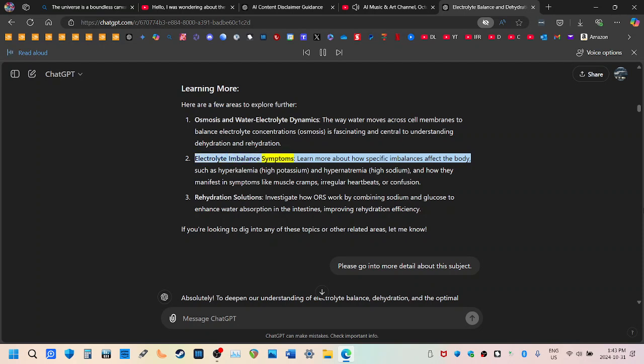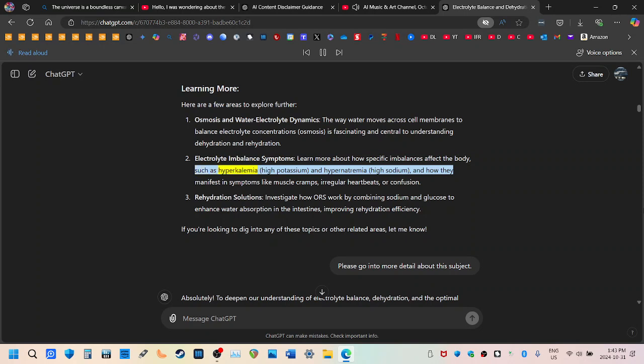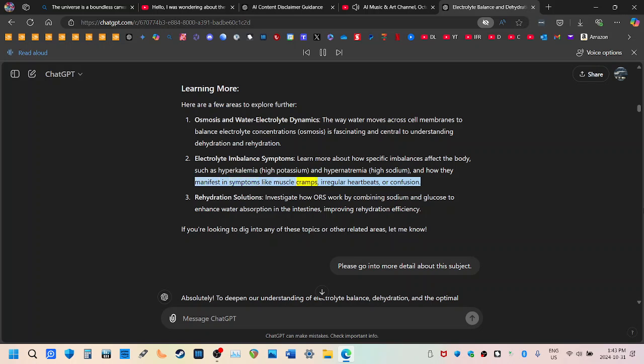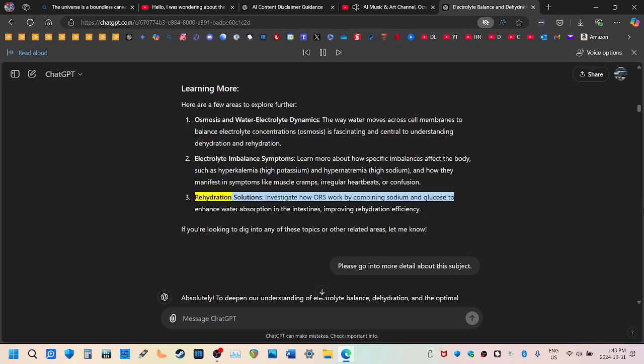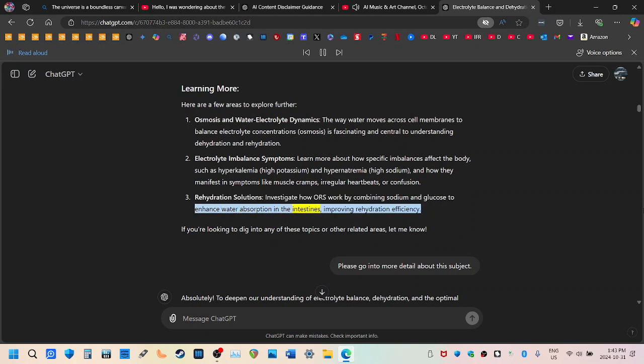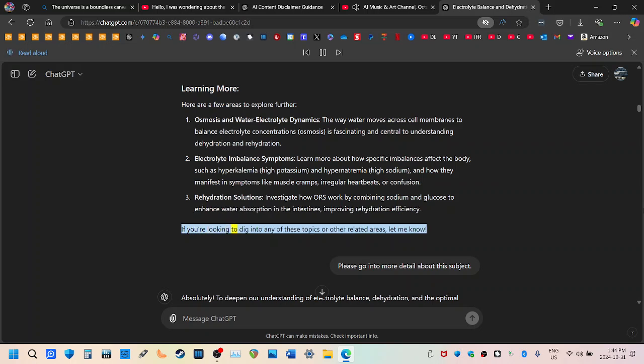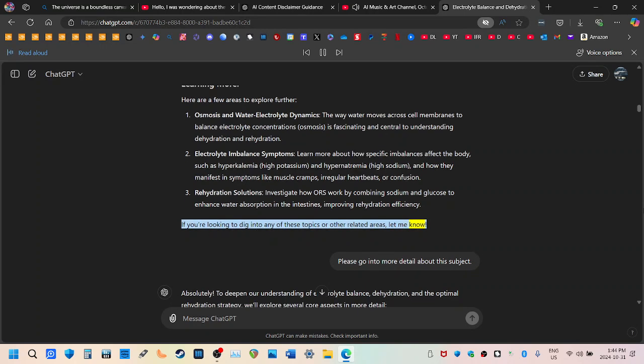Electrolyte imbalance symptoms. Learn more about how specific imbalances affect the body, such as hyperkalemia, high potassium, and hypernatremia, high sodium, and how they manifest in symptoms like muscle cramps, irregular heartbeats, or confusion. Rehydration solutions. Investigate how ORS work by combining sodium and glucose to enhance water absorption in the intestines, improving rehydration efficiency. If you're looking to dig into any of these topics or other related areas, let me know.